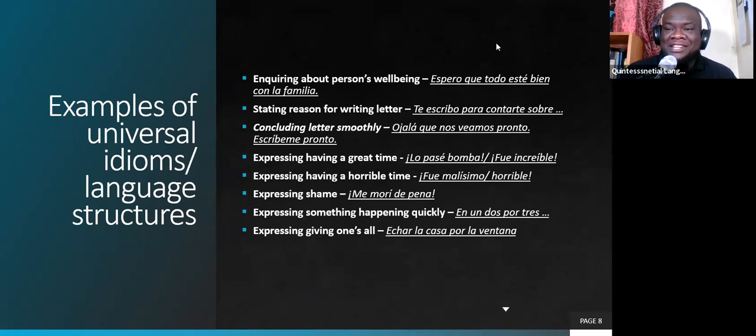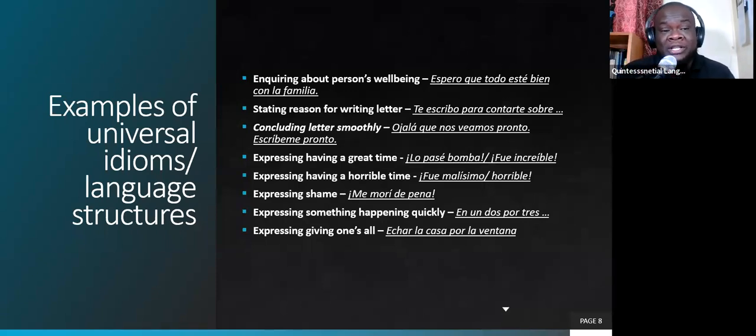So back to the expressions, right? Expressing shame, me morí de pena. Expressing that something happened quickly, en un dos por tres. And this phrase is nice. That means like in a twinkling of an eye. Like you never even see when the number 2 went to 3. It just happened so quickly.